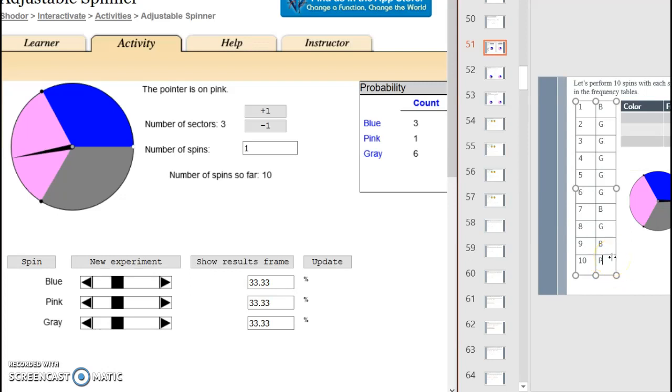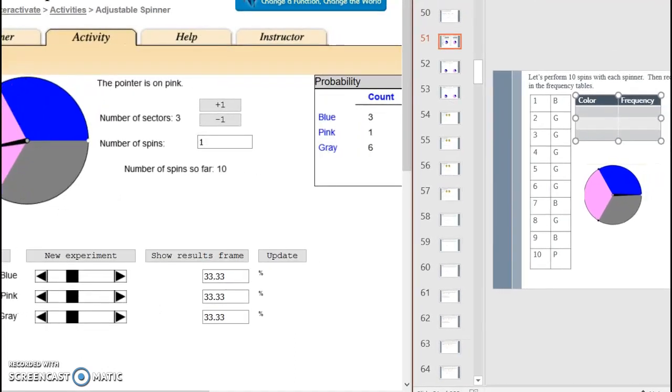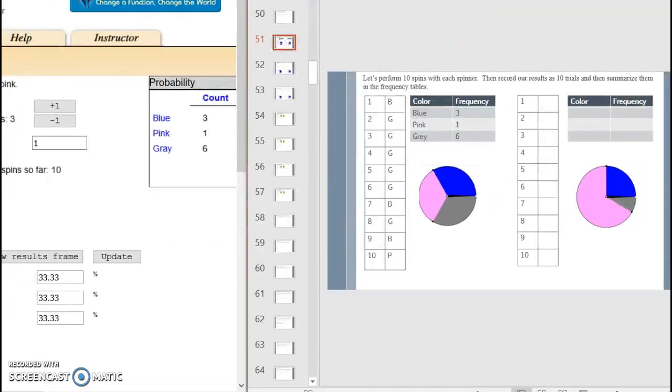Pink. Okay. So of the colors, I'm just going to move this over a little bit so that we can see. Of the colors, we had blue, pink, and gray. The frequency in which we got blue was 3. The frequency in which we got pink was 1, and gray was 6. Let's see what would happen if we altered this a little bit so that it matches our new different one here.